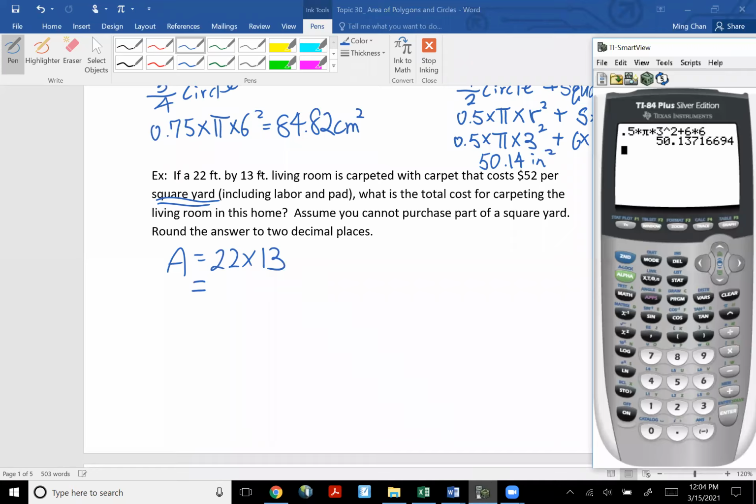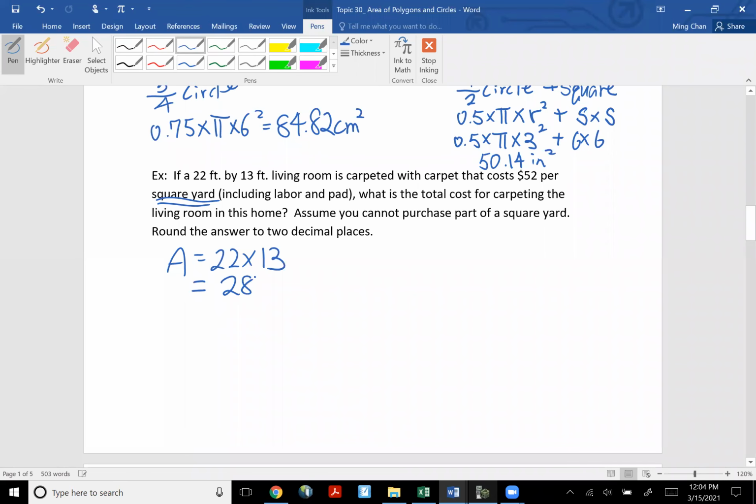So remember now the units here are in feet. Pricing is in square yard. So I've got to convert the 286 square feet back into square yards. So how many square yards is this? Well, if you look it up in the handouts, 1 square yard is equal to 9 square feet. And here's the reason why.